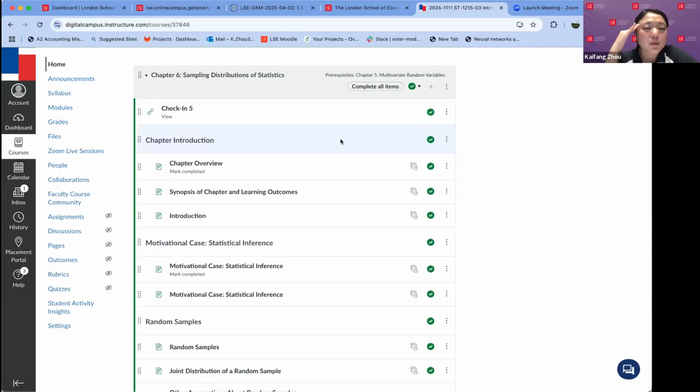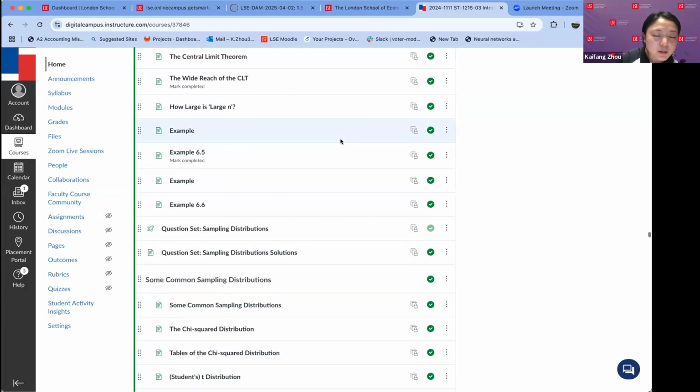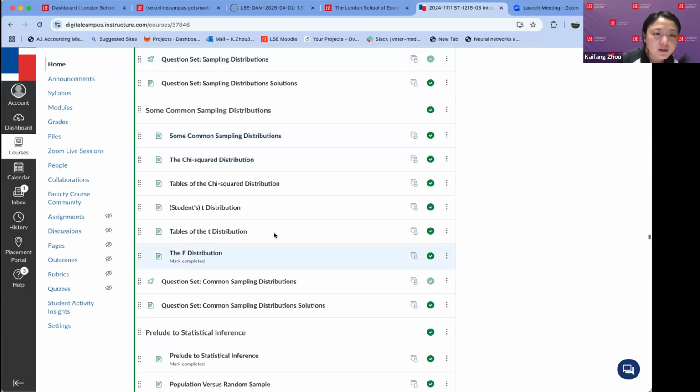Chapter 6 is about sampling distribution of statistics. Okay, so what is the key takeaway from this chapter? The key takeaway is that, of course, up to chapter 6, I think you've already understood what the normal distribution is. And then how you can standardize the normal distribution to a standard normal distribution. And the important thing is this part, the common sampling distributions.